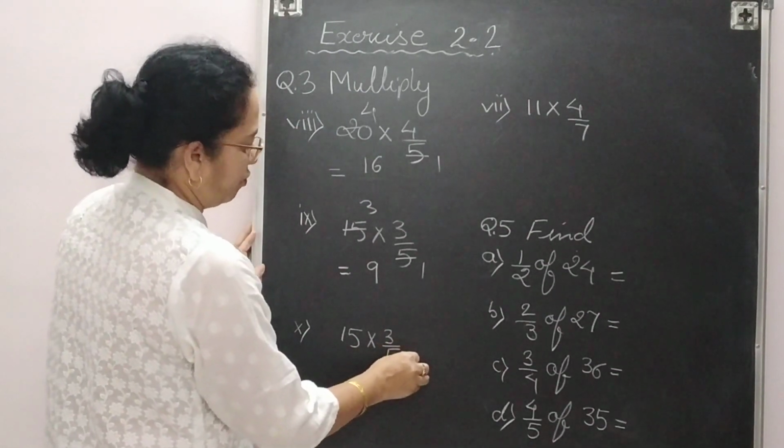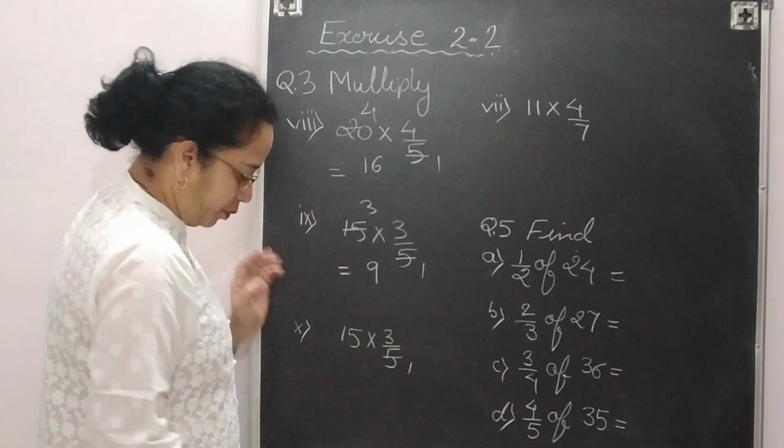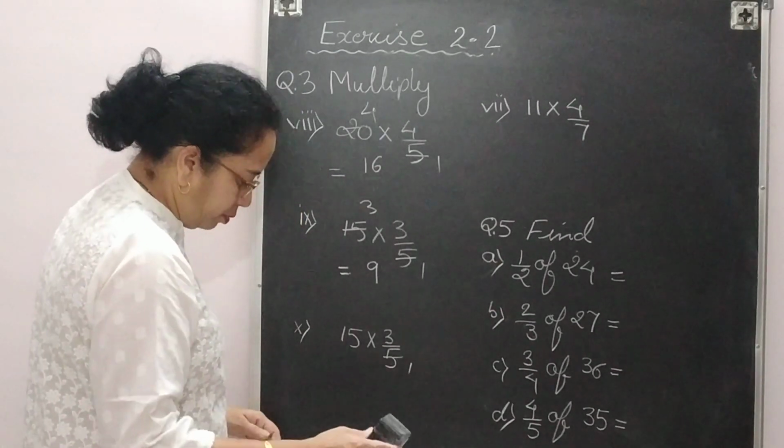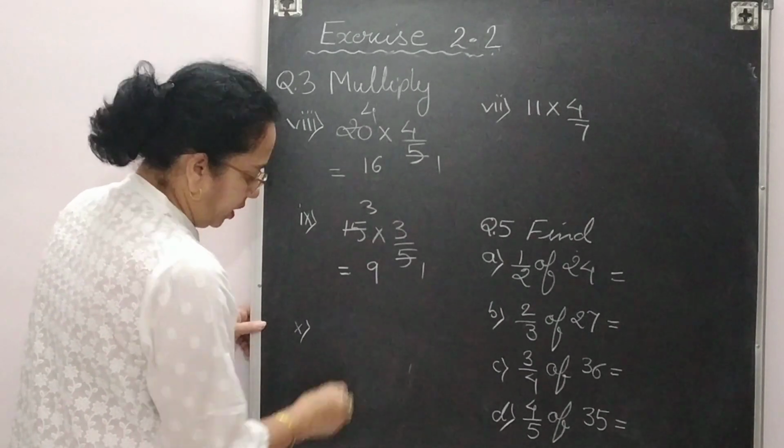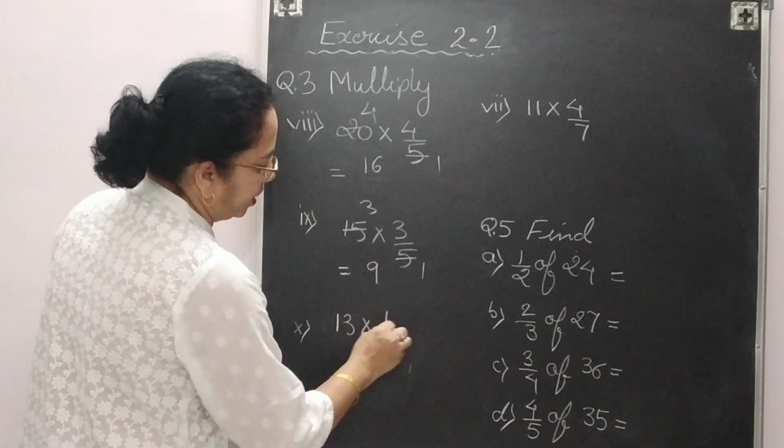Again 5 ones are 5. I think I have copied the same sum again. So let me make some changes over here. It's 13 into 1 by 3.